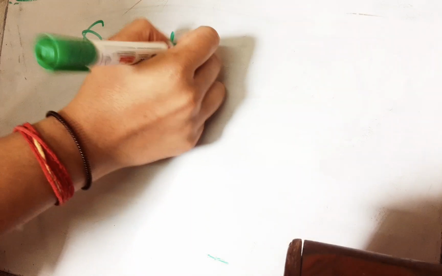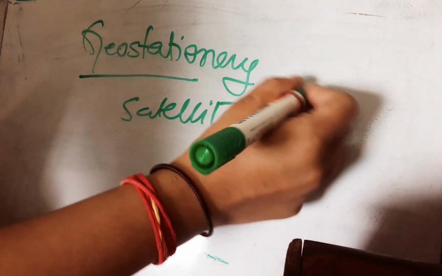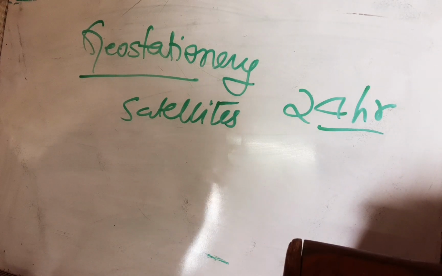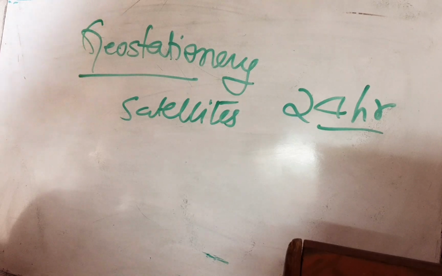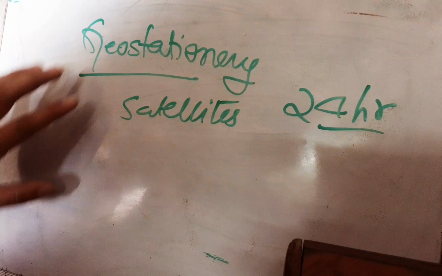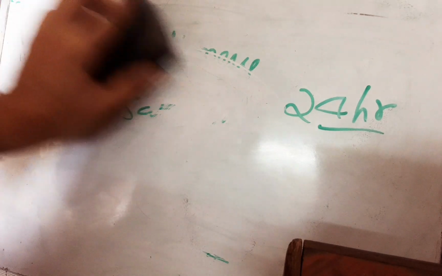What else next? Geostationary satellites. If they ask you about geostationary satellites, they will have a time period of 24 hours, and the direction will be west to east. Geostationary satellites are the satellites which revolve around the earth, the direction is west to east, and the time period is 24 hours. Like these questions sometimes you will see in your objective.